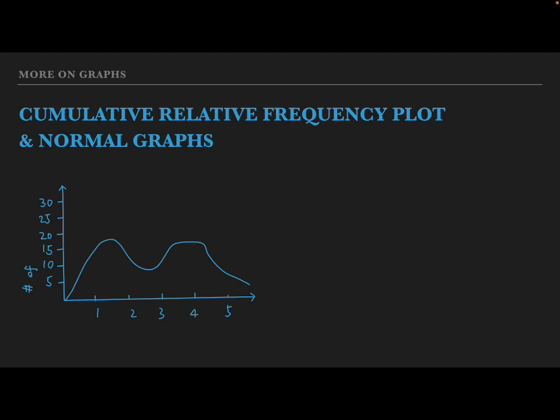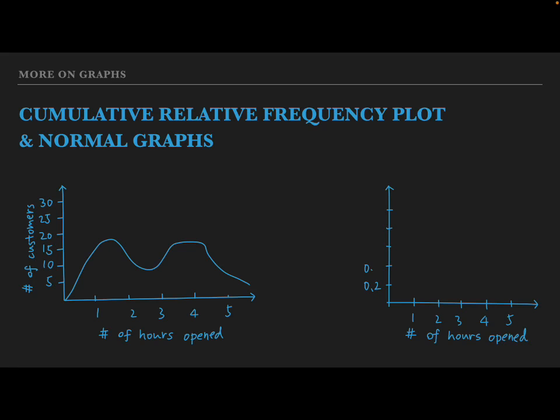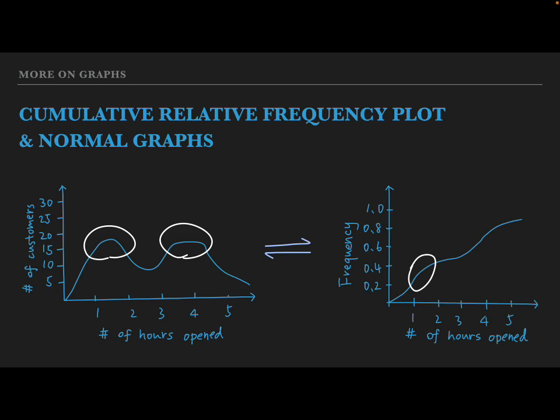Take these 2 graphs for example. The left one is just a normal graph about the customer flow in a restaurant, while the one on the right is the corresponding cumulative relative frequency plot. We can see that there is a peak at 1.5 on the left, and accordingly, the graph on the right rises very fast at 1.5. The same goes for 4. A cluster on the left means a steep slope on the right. However, there are fewer customers at 3 and 5, so the slope on the right is very small.